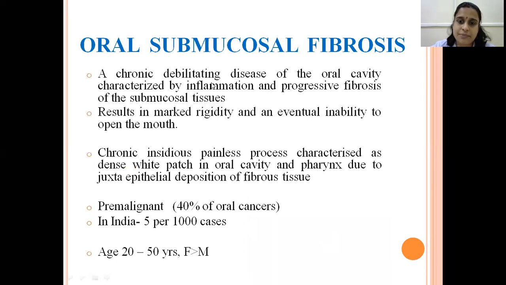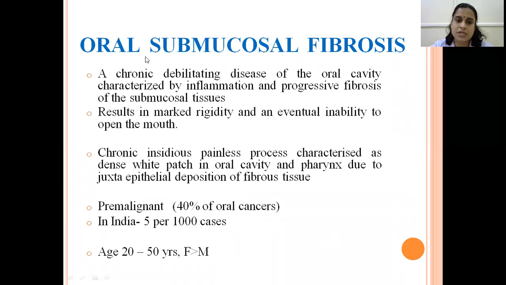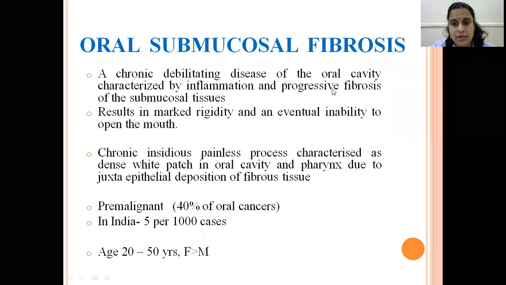Next, oral submucosal fibrosis. What is oral submucosal fibrosis? It is a chronic, long duration, debilitating disease of the oral cavity. What happens here? There is initially inflammation and irritation, which later progresses to fibrosis of the submucosal tissue, as the name suggests. It results in marked rigidity and an eventual inability to even open the mouth. That is the high range of fibrosis that occurs.